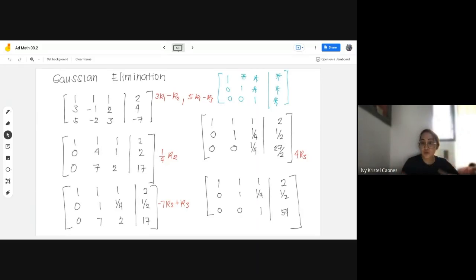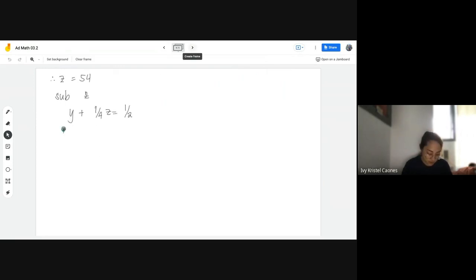What you get from performing the Gaussian elimination. So, after this, y plus 1/4 of 54 equals 1/2. So, what's the value of y?